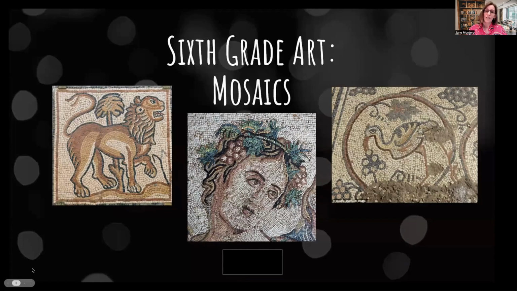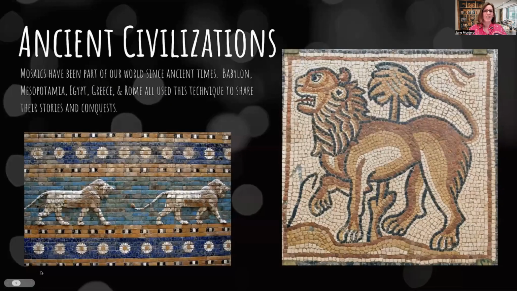All right, this is what I show them though before we start the lesson. And this has to do with the history. All right, so here we go. I talk about ancient civilizations. We talk about Mesopotamia, we talk about Greece and Rome, and I show them examples of the Ishtar gates and some of these other amazing mosaics. I talk about how they tell their stories, how they share their history.